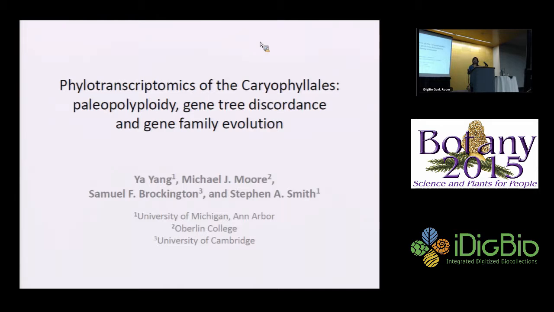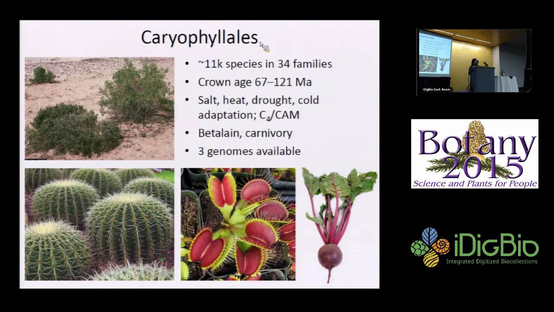All right. So, Caryophyllales is quite a diverse and quite an old group with 11,000 species in 34 families. It's a neat group. It has multiple evolutions of salt, heat, drought, and cold adapted lineages, as well as multiple evolutions of C4 and CAM photosynthesis. It also is the only plant lineage that has the betalain pigment, as seen in sugar beet, and has a quite diverse carnivorous plant group. It has 3 genomes available, which is nice for analyzing transcriptome data.